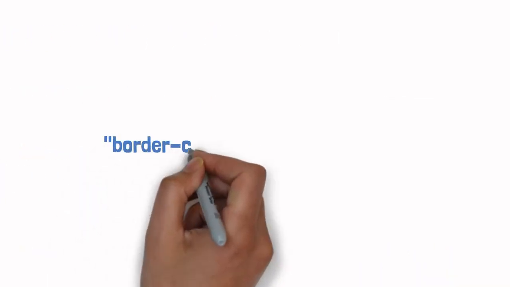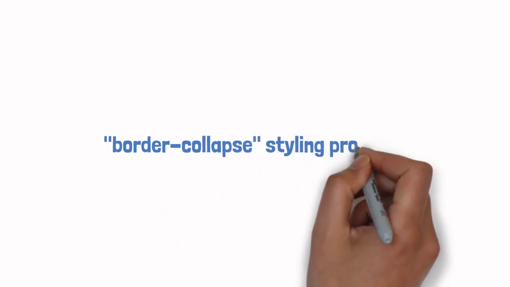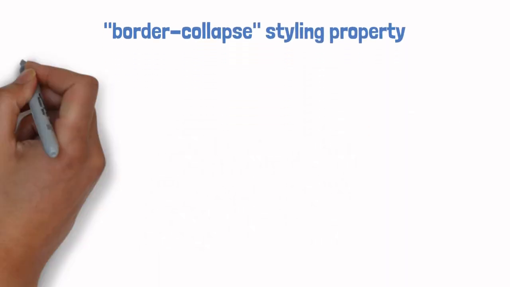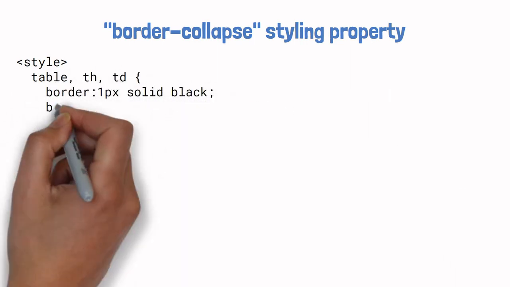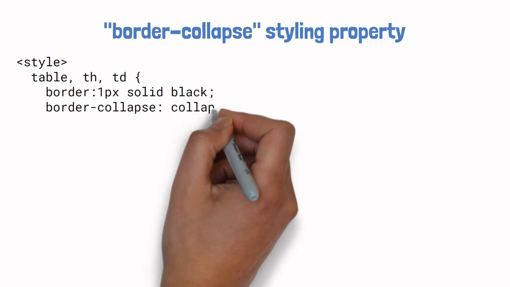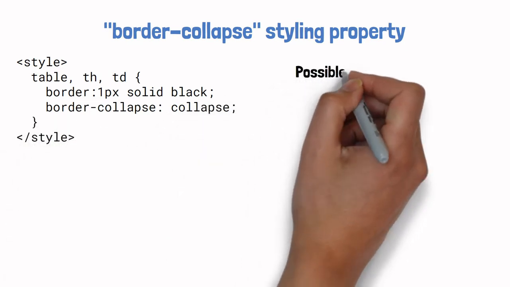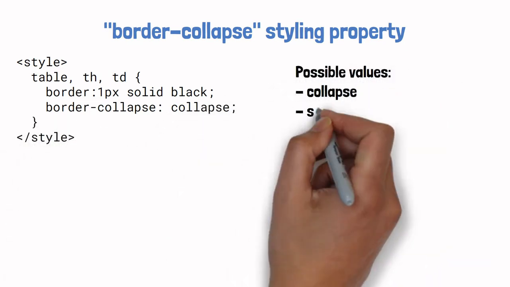The other property we used before was border-collapse. Let's see what it means. There are 2 possible values for the border-collapse property. The one we used, which is called collapse, and one called separate, which is the default value.